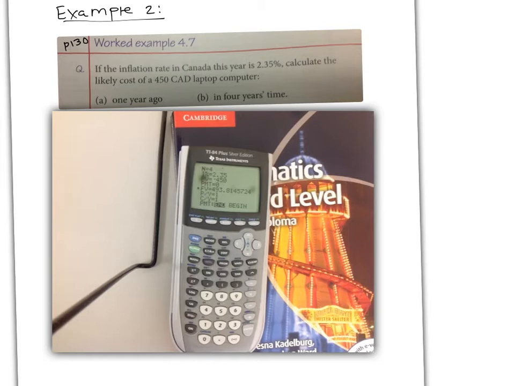I should actually mention that the way that I did part A is not the only way to do it. I could have also made my future value equal to 450 and made my number of years 1 and then solved for my present value. With all the other parts being the same, the interest being 2.35, that would have also given me the same answer as setting my present value to 450 and using n as -1. So it's kind of just a preference thing. It's whatever makes the most sense to you.